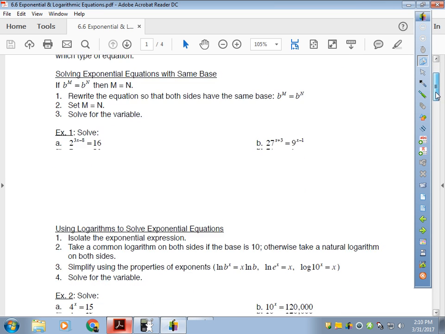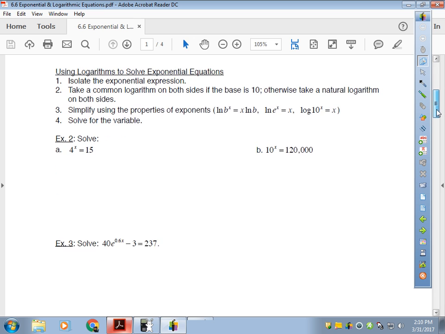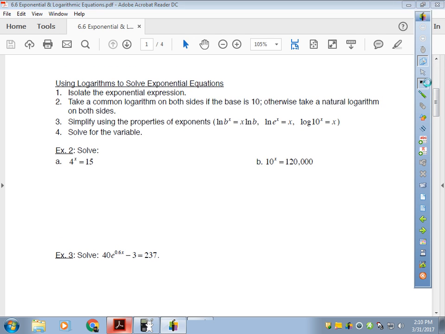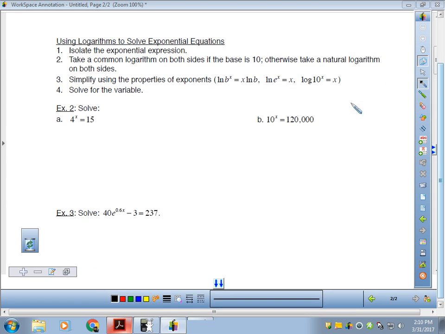Alright, so what if we can't get a common base? Well, when we can't get a common base, we usually use logarithms to help us solve. So the steps we follow when we can't get a common base look like this. Step 1, isolate the exponential expression. Get the exponential by itself. Step 2, take a common log or a natural log on both sides.